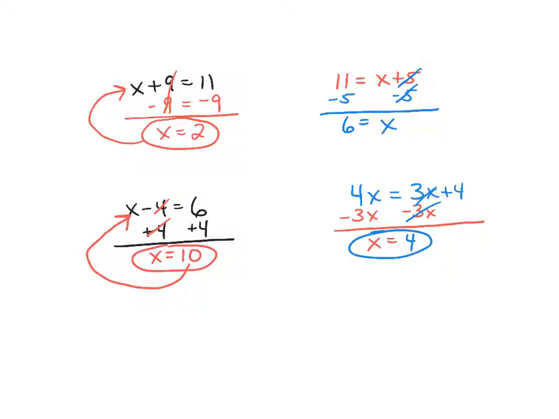Remember, whenever you're doing this, you want to always put in the answer and see whether or not it works in the original equation. So if I put a 4 in the left-hand side here, 4 times 4 gives me 16. If I put a 4 in the right-hand side, 3 times 4 gives me 12. 12 plus 4 does give me 16. So I know that 4 is a solution for that equation.